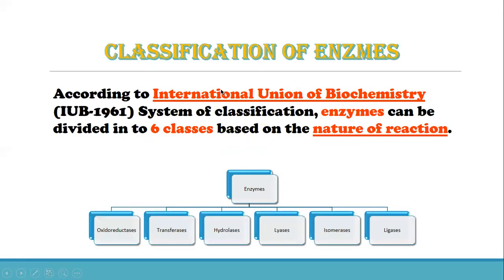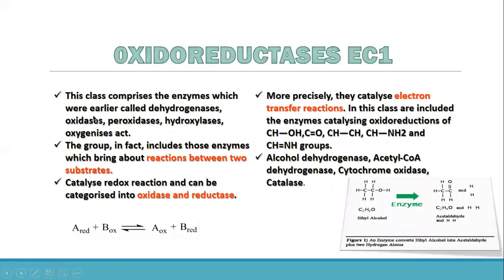Classification of enzymes. According to the International Union of Biochemistry system of classification, enzymes can be divided into 6 classes based on the nature of the reaction. Oxidoreductases. This class comprises the enzymes which were earlier called dehydrogenases, oxidases and peroxidases. The group includes those enzymes which bring about reaction between two substrates, catalyze redox reactions, and can be categorized into oxidases and reductases.